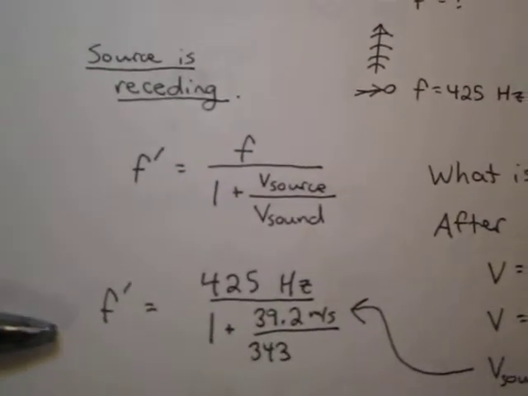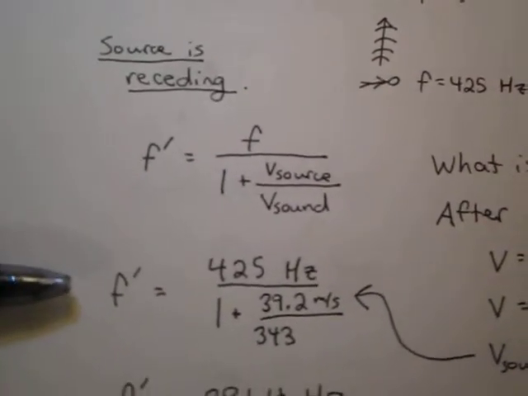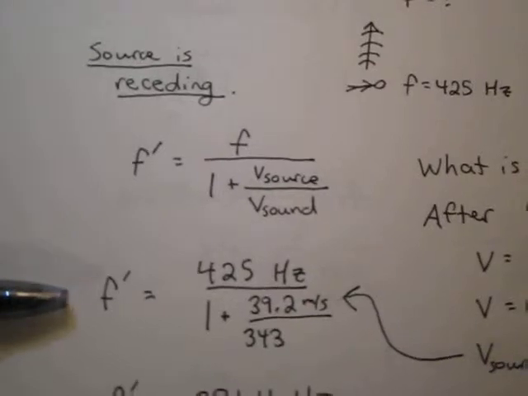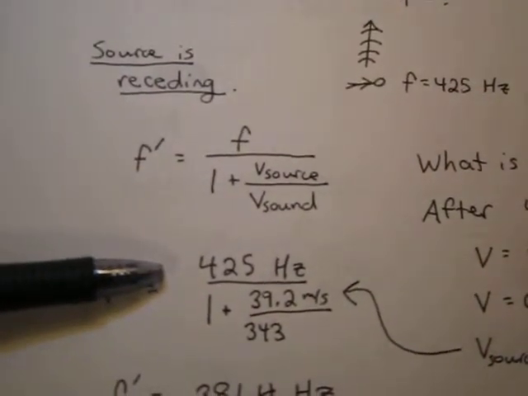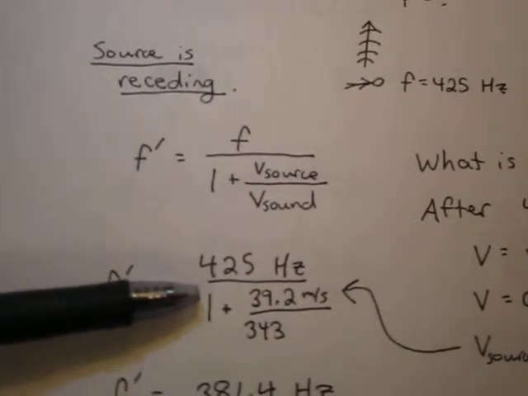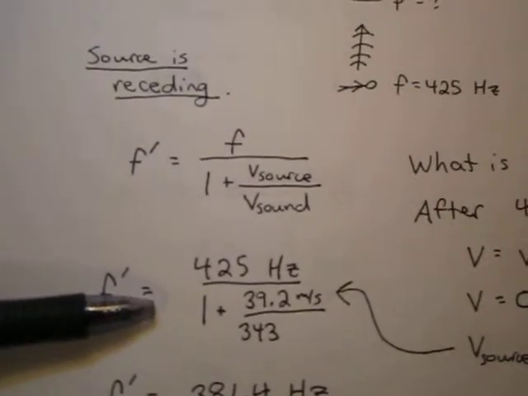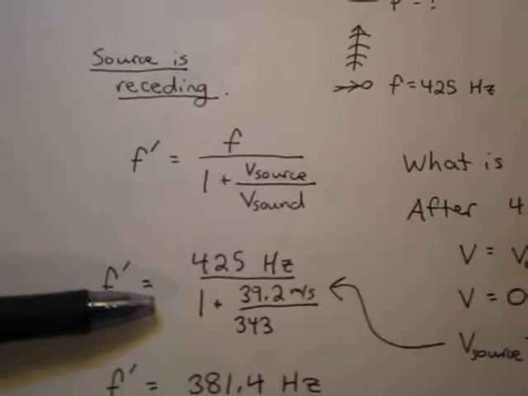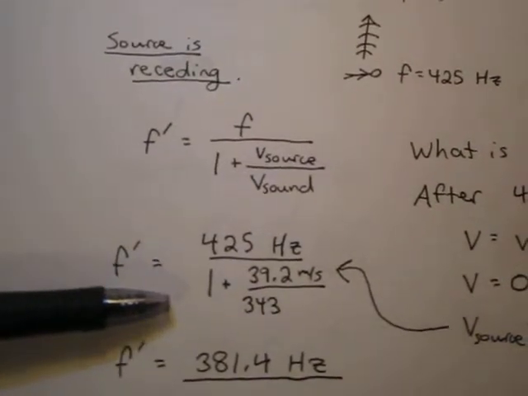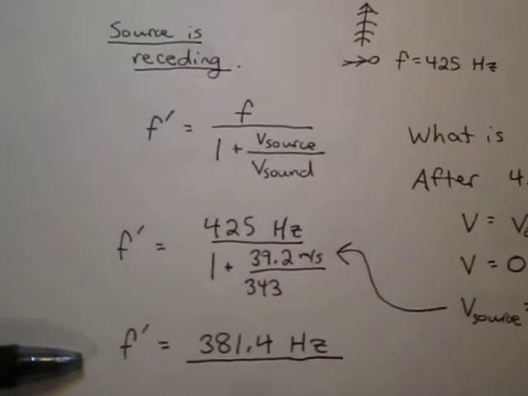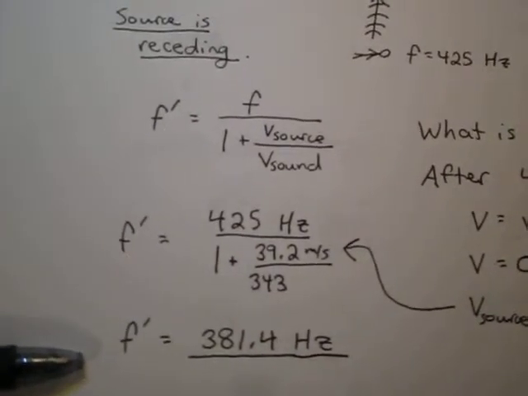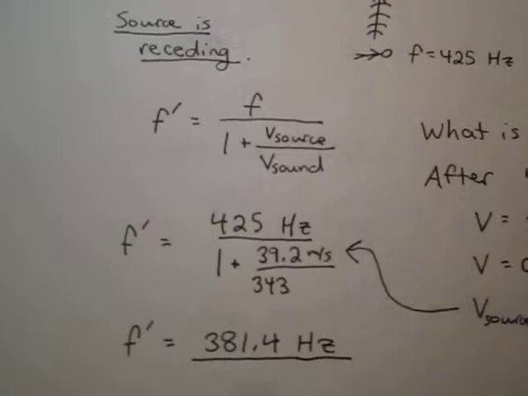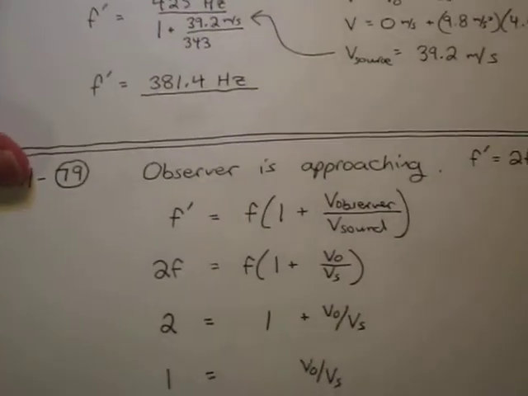So now we come back to this equation, and we say the perceived frequency is the emitted frequency, 425 Hertz, divided by 1 plus the paratrooper's speed, 39.2 meters per second, divided by the speed of sound. And so we get a perceived frequency at the helicopter of 381.4 Hertz.